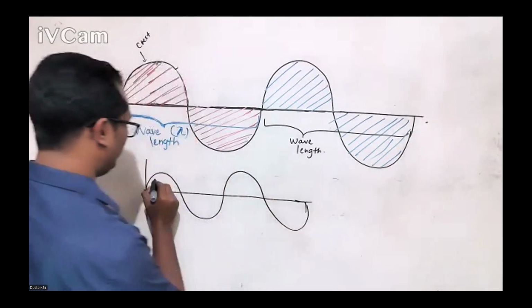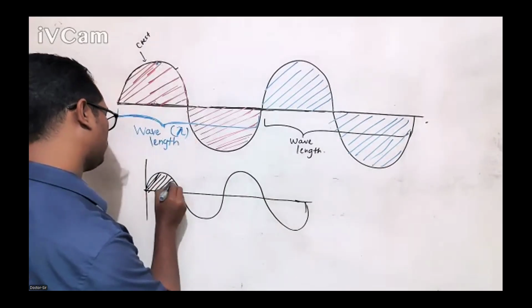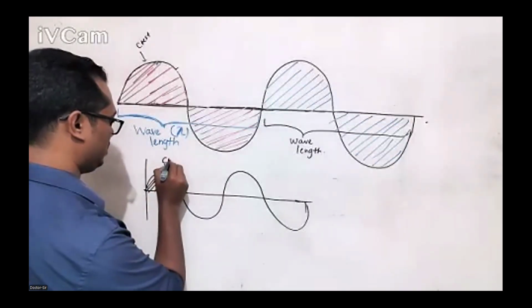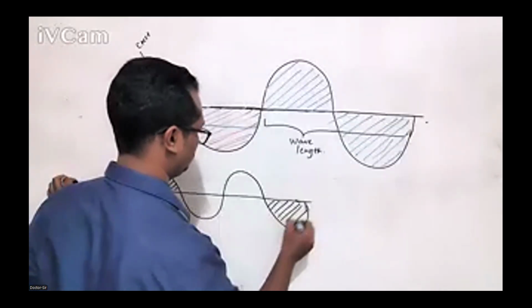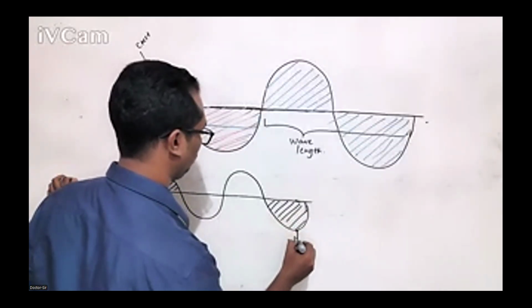Right. Now they will think this is one crest. Okay, right. This is a crest. They will take this as a throw. Okay. This is a throw.